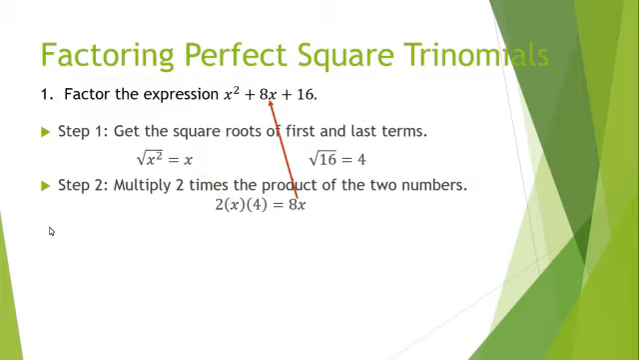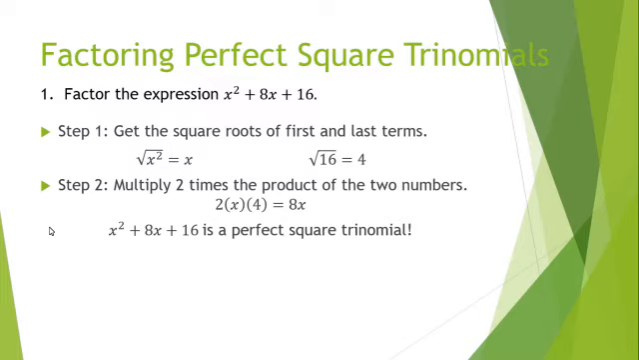In order for a trinomial to be a perfect square, the product obtained should match the middle term of the given trinomial. Now, does the product 8x match the middle term of the given expression? Yes, because of this, x squared plus 8x plus 16 is a perfect square trinomial.